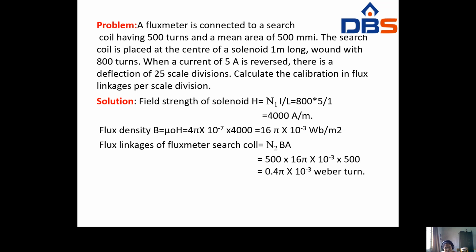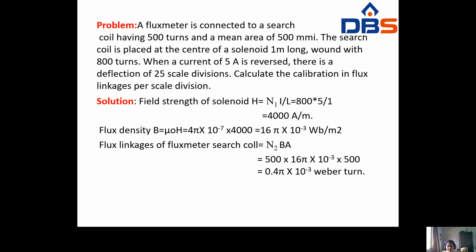First we have to find the field strength of the solenoid, that means the magnetic field intensity. H equals N1 I by L. N1 is the number of turns of the coil producing the field, which has 800 turns. So 800 into current 5 amperes divided by length 1 gives 4000. The units for magnetic field strength are ampere per meter, so H is 4000 ampere per meter.